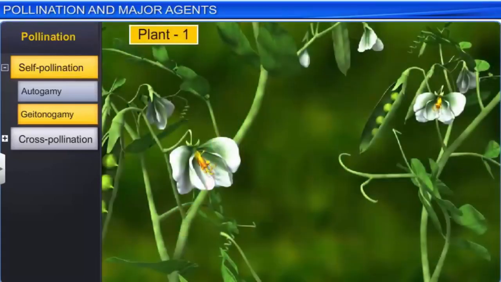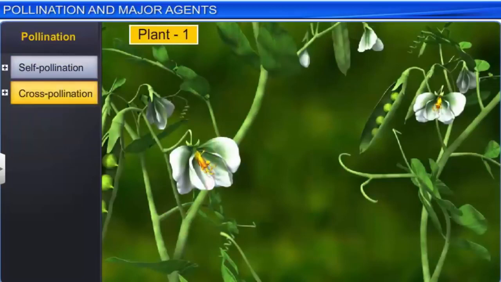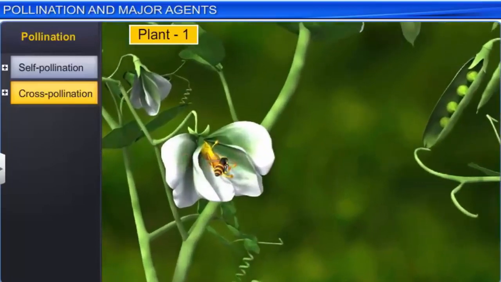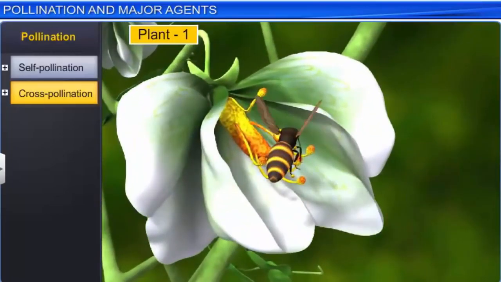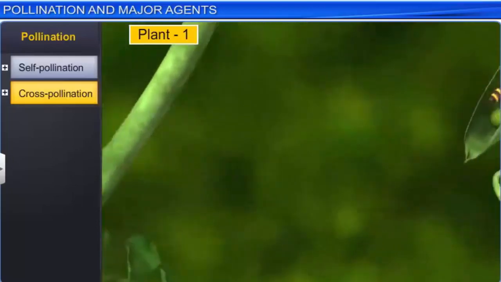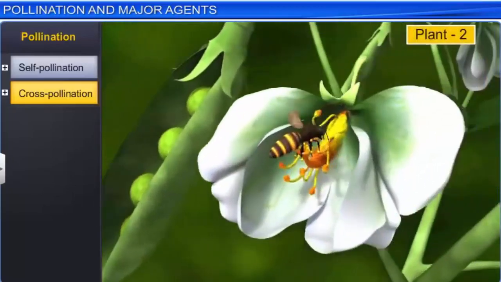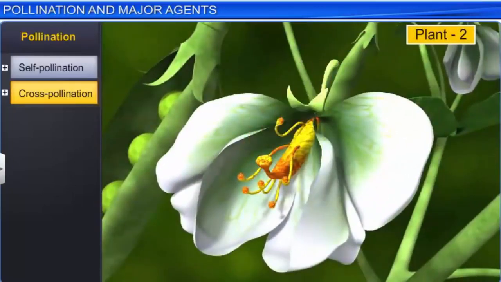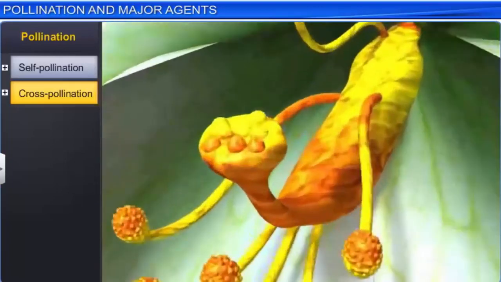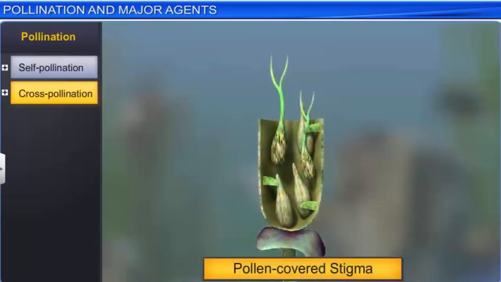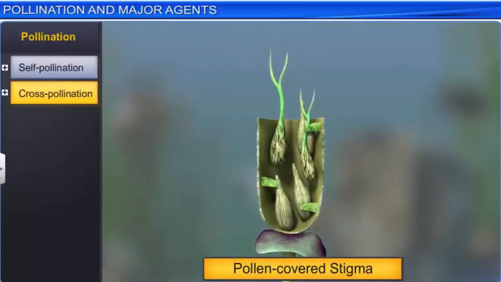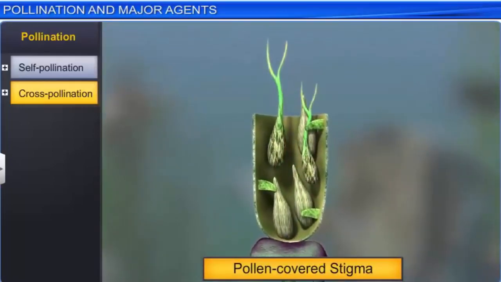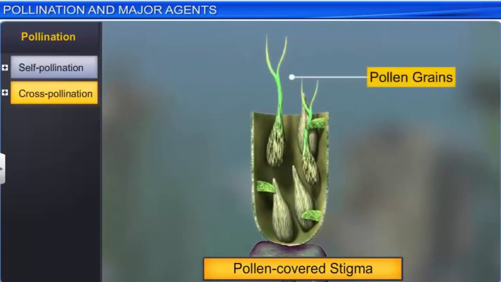Apart from self-pollination, cross-pollination is also commonly seen in plants. This type of pollination involves the transfer of pollen grains from the flower of one plant to the stigma of the flower of another plant of the same type. This type of pollination is called xenogamy, or allogamy. Interestingly, xenogamy is the only type of pollination that brings genetically different types of pollen grains to the stigma.